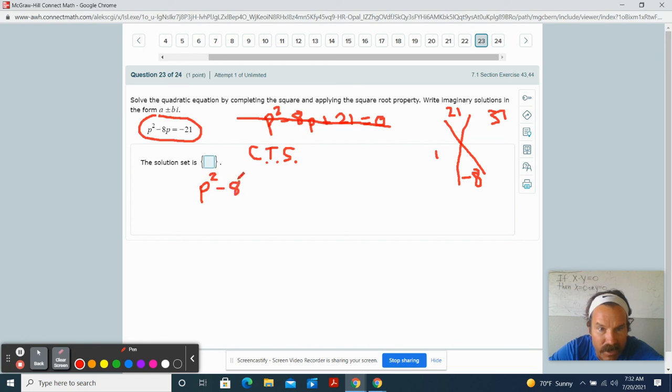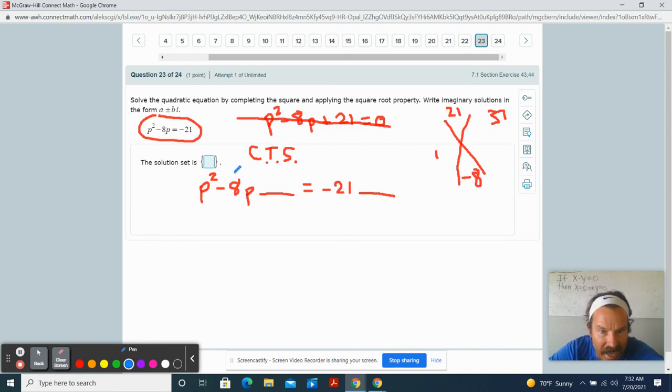Okay, notice I'm just rewriting the problem, but I'm going to leave a space right here in between that -8p and the equal sign. I'm going to copy the -21 down, and I'm going to leave a space right there. Okay, 2 spaces, one on the left, one on the right. What's going to go inside the spaces? What's going to go on the spaces is the completing the square.